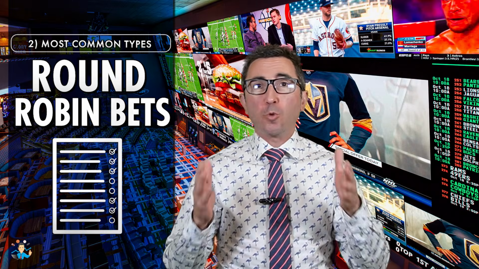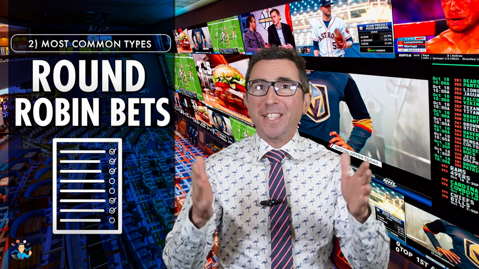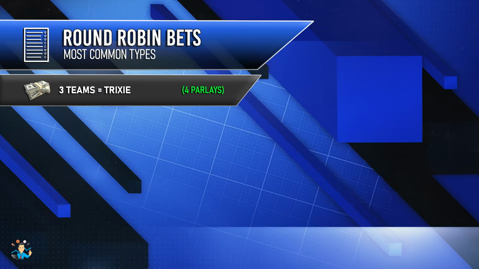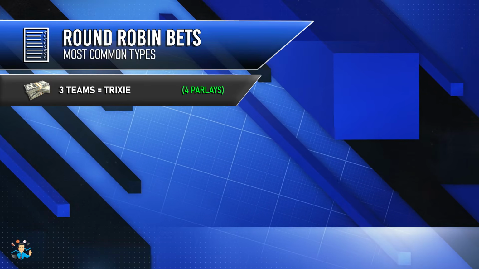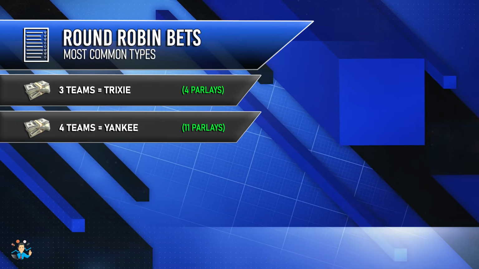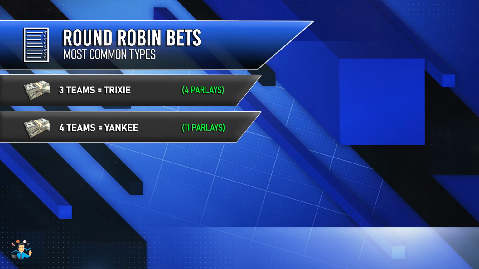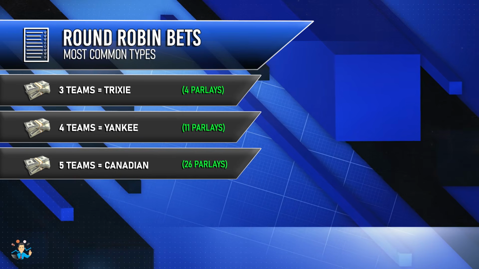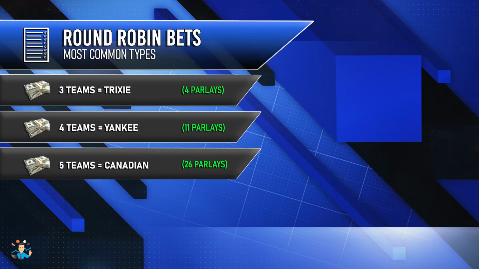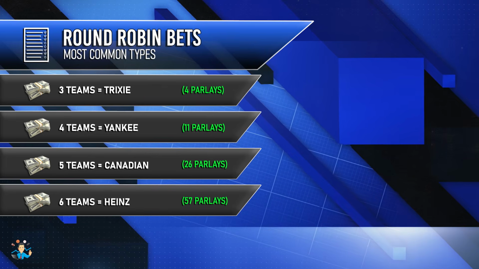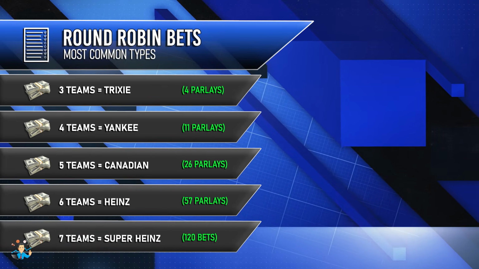The most common round robins hold particular nicknames. Here are the most frequent ones. A round robin featuring 3 teams is called a Trixie. Then, a 4-team round robin represents a Yankee, whereas a Canadian is associated with 5-team round robins. Finally, a Heinz includes 6 clubs, and a Super Heinz goes with 7 teams.